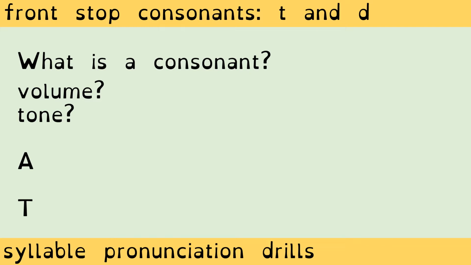So the simple definition of a consonant sound is a sound that you cannot change the volume or the tone. Can you say the A sound quietly and loudly? Yes, because A is a vowel. A. A. Can you say the T sound quietly and loudly? Not really, because T is a consonant.